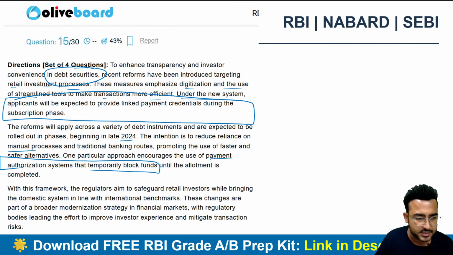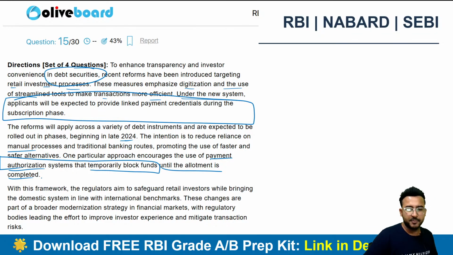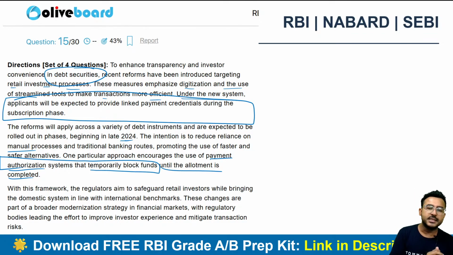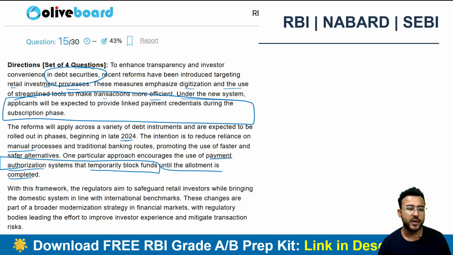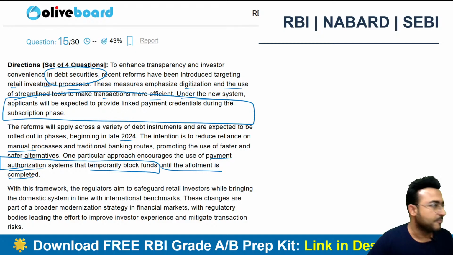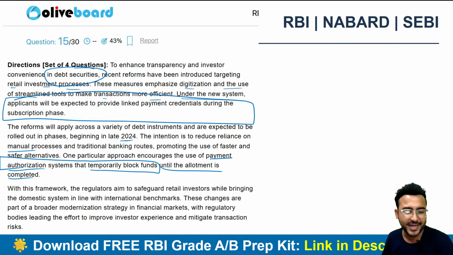One particular approach encourages the use of payment authorization system and temporarily block funds, right? Payment authorization system, and temporarily we are blocking the fund in the user's account until the allotment is completed. That's what we also follow in IPOs. With this framework, the regulators aim to safeguard retail investors while bringing the domestic system in line with the international benchmarks. These changes are part of a broader modernization strategy in the financial market, with regulatory bodies leading the effort to improve the investor's experience and mitigate the transaction risk.